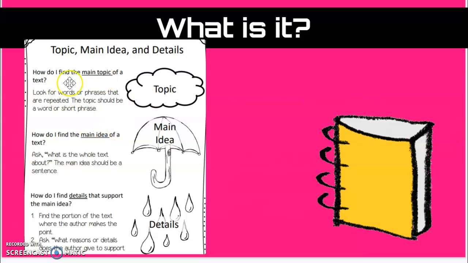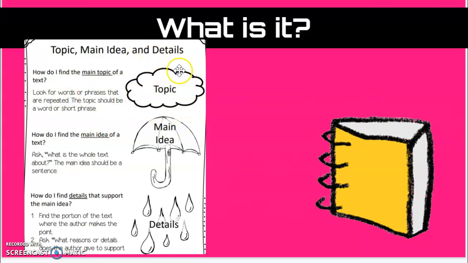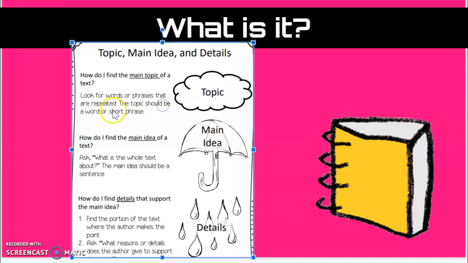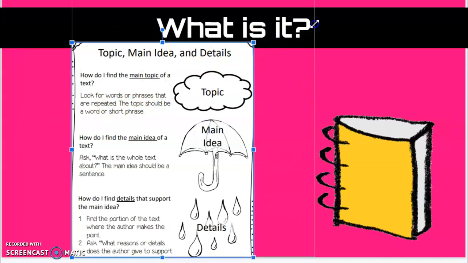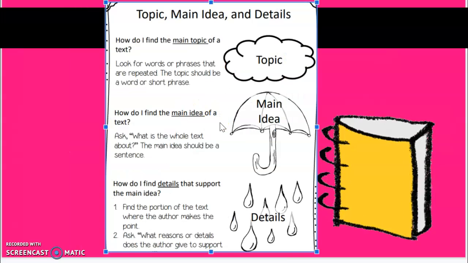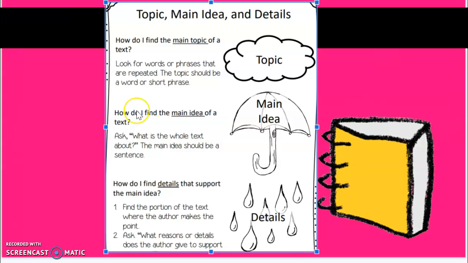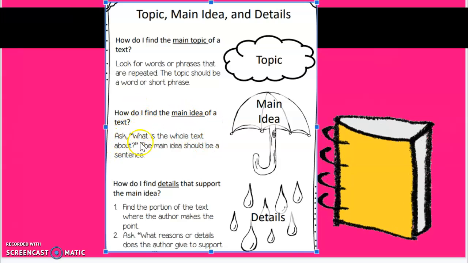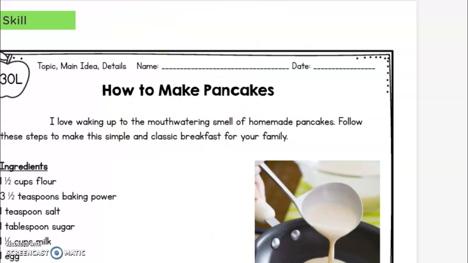Now remember that we can find the main idea by first looking for the topic. Remember that the topic is one word that describes what the whole story is about. We can find that by finding repeated words in all of the paragraphs. The main idea is what the whole story is about in a complete sentence. And details are sentences that support our main idea. Let's go ahead and begin our practice.